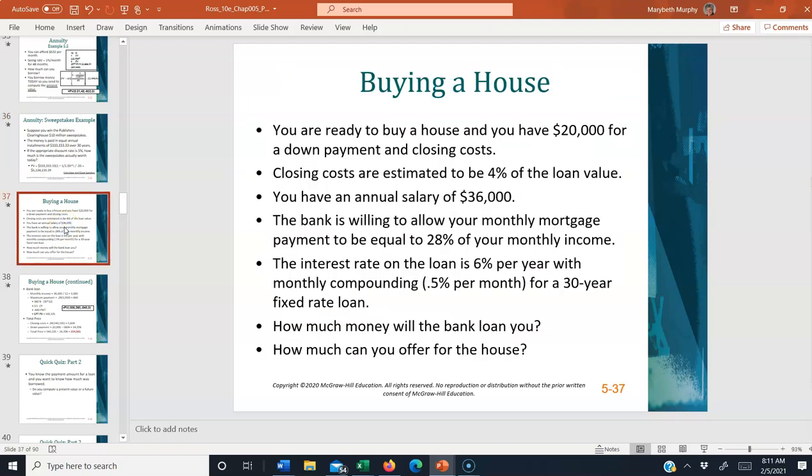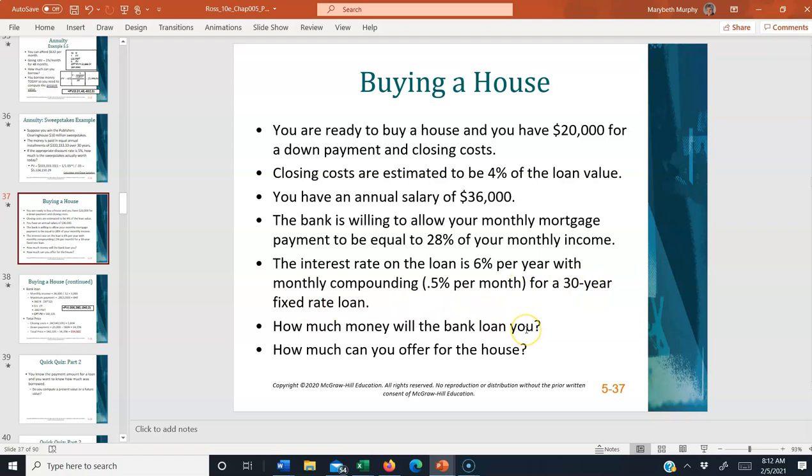Okay, buying a house. Here's another example. You're ready to buy a house and you have $20,000 for down payment and closing costs. Closing costs are estimated to be 4% of the loan value. You have an annual salary of $36,000. The bank is willing to allow your monthly mortgage payment to equal 28% of your monthly income. The interest rate on the loan is 6% per year with monthly compounding. In other words, because you're going to be making monthly payments, it's going to be the 6% divided by 12, or 0.5% per month for a 30-year fixed rate loan.